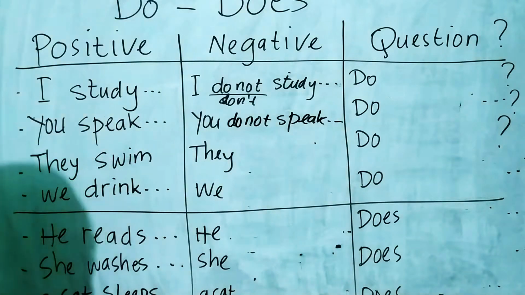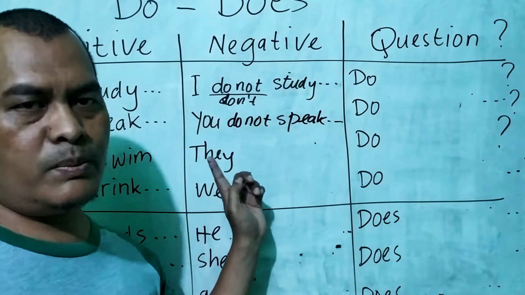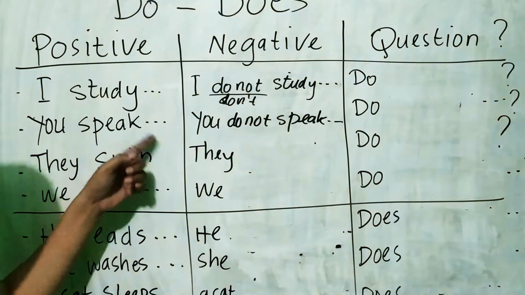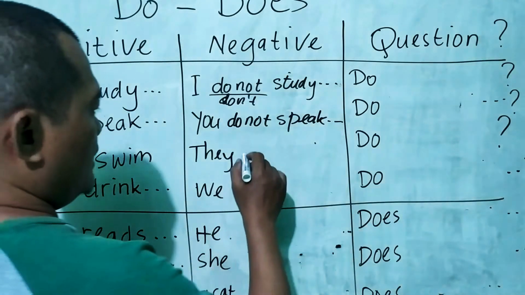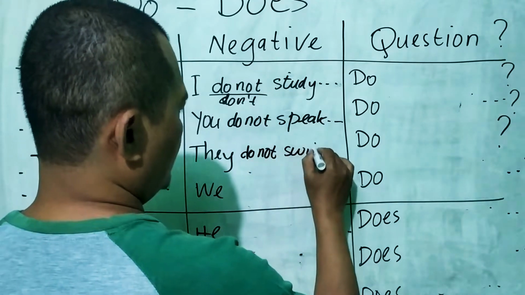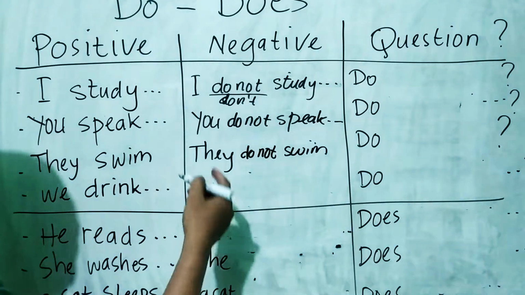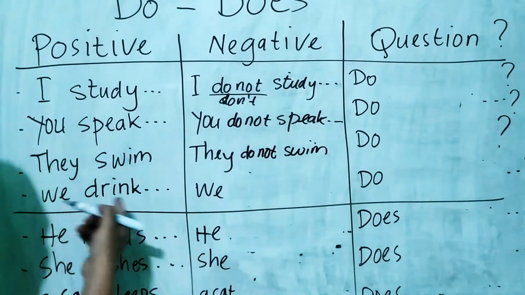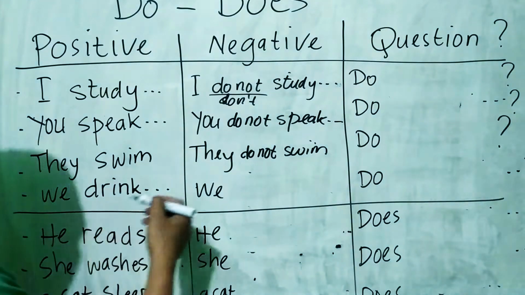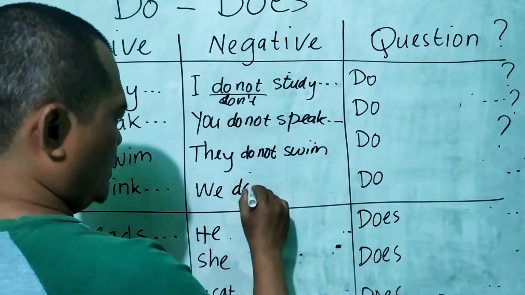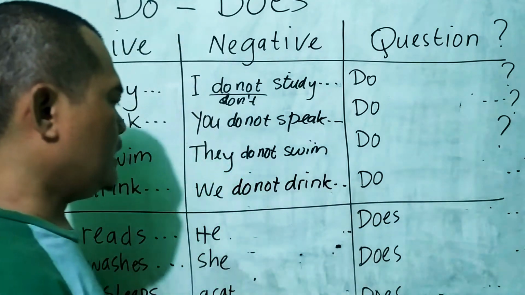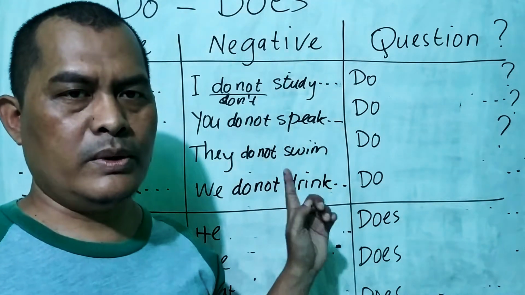You can put the object yourself. You do not speak English. You do not speak Indonesian, and so on. Okay. Number 3, they swim. There is no S in swim either, so you can put do not swim. They do not swim, or they don't swim. Number 4, we drink. There is no S in drink, so you can put do not drink. We do not drink coffee, we do not drink tea, and so on.